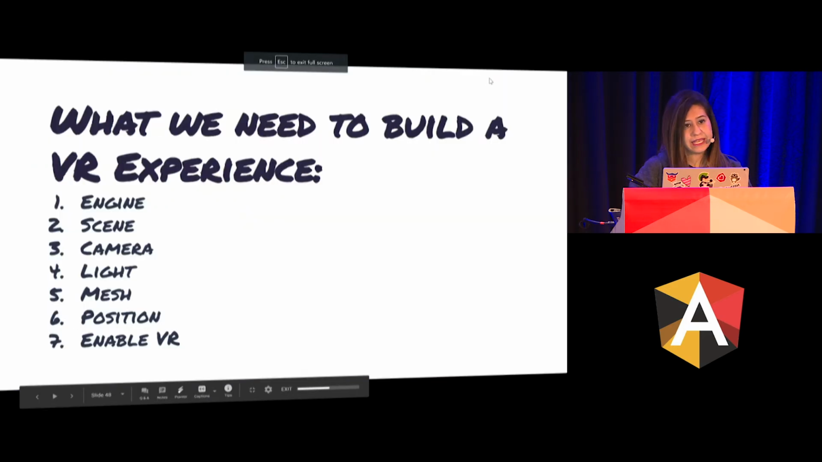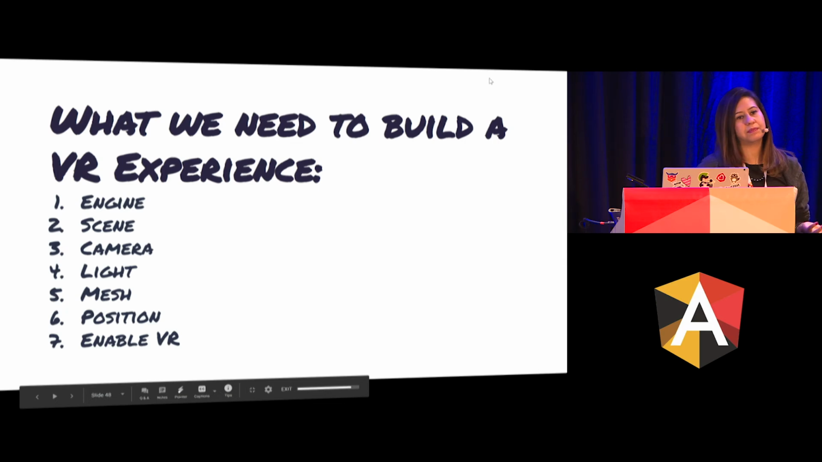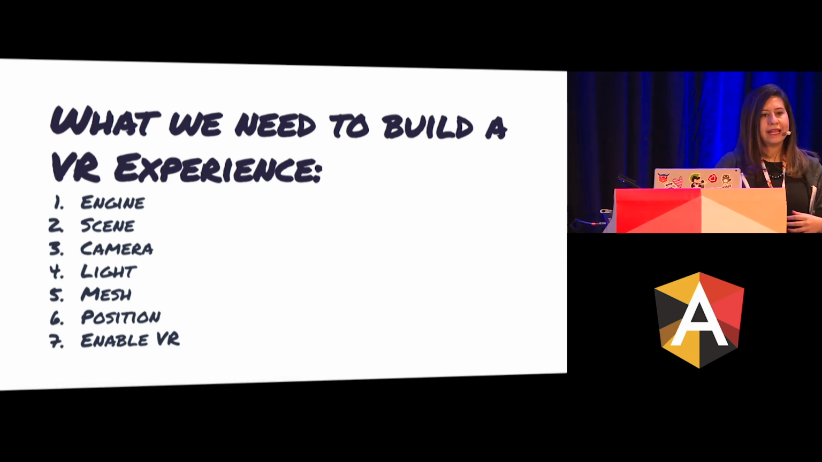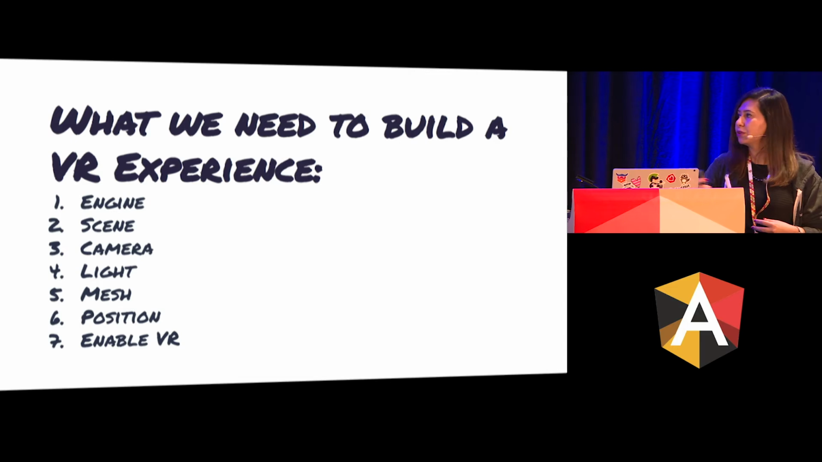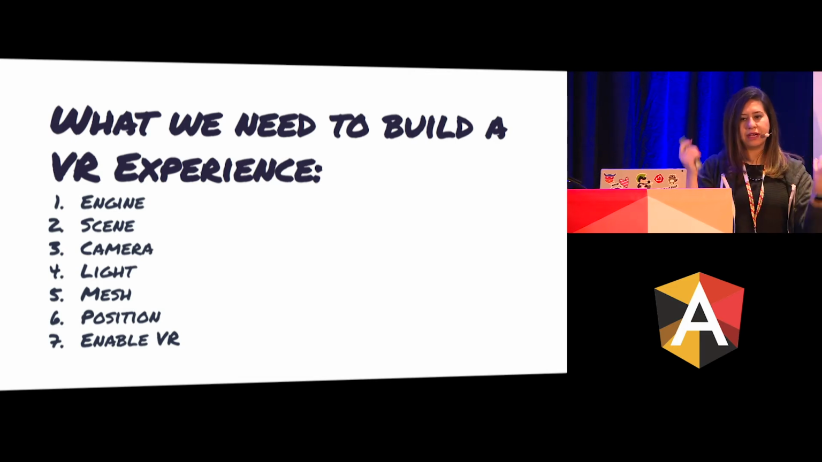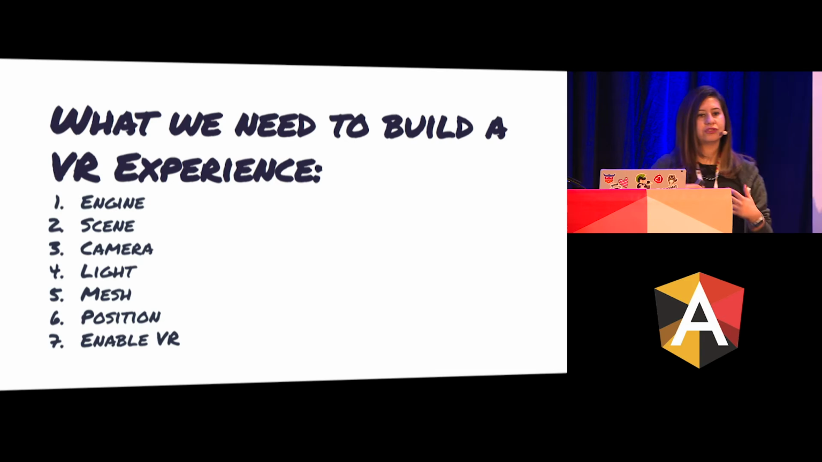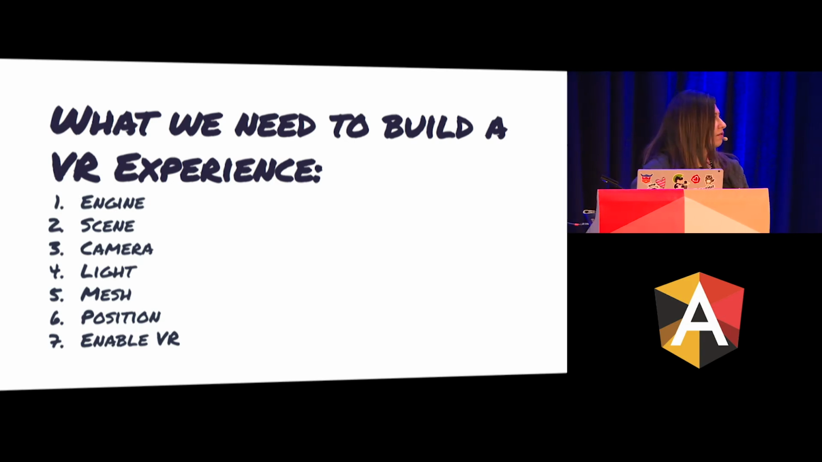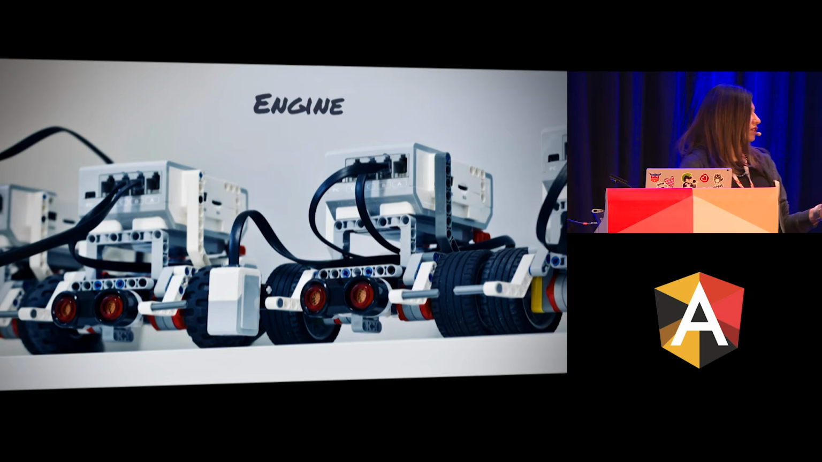In order to create a VR experience, first of all, you need to create a 3D experience. You achieve that by going through step 1 to step 6. You have your engine, you have the scene, you have your camera and everything, and at the end, you just enable the VR. So let's start with number 1, which is the engine. What is an engine, Anna?